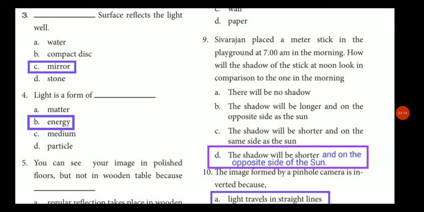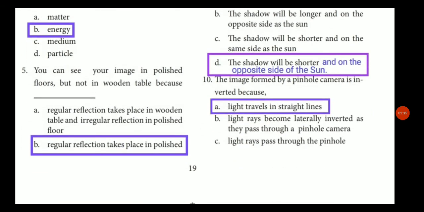The shadow will be shorter. As the afternoon approaches, the shadow becomes shorter, and it is on the opposite side of the sun. Listen children, this option is not in your book, so add a little more detail. Write this also as option D. Tenth one, the image formed by a pinhole camera is inverted because light travels in a straight line.